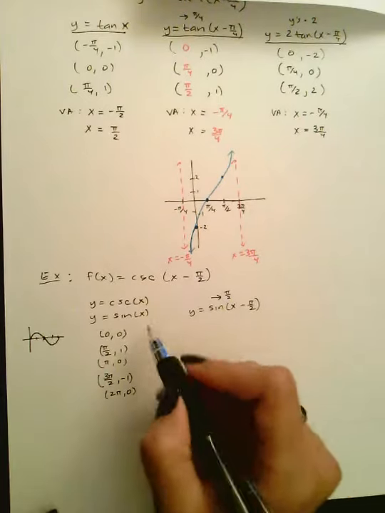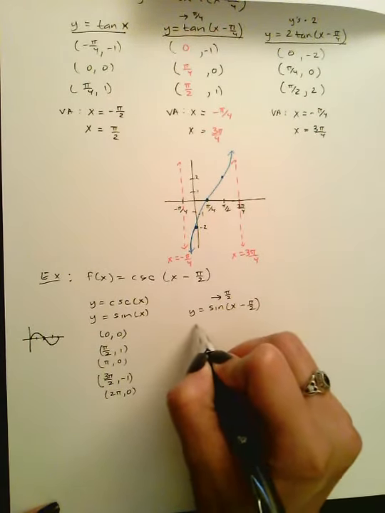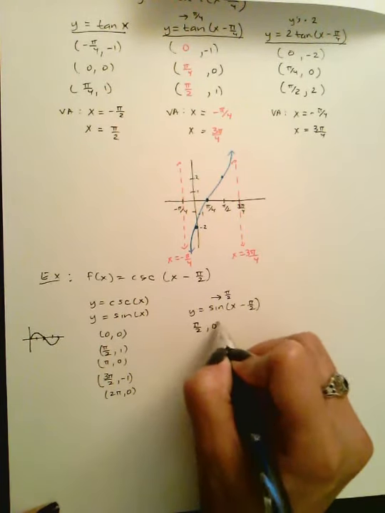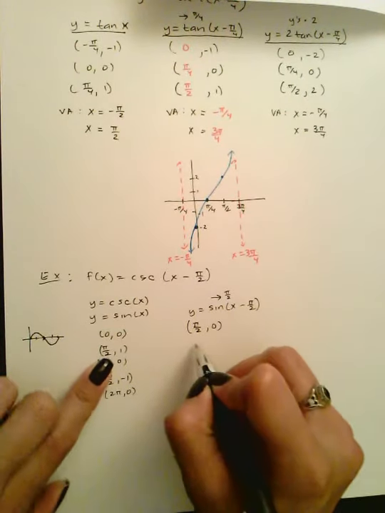So I'm going to shift it to the right by pi over 2. So that means that I'm going to go to the right pi over 2. The y stays the same. Pi over 2 plus pi over 2 is going to give me pi.